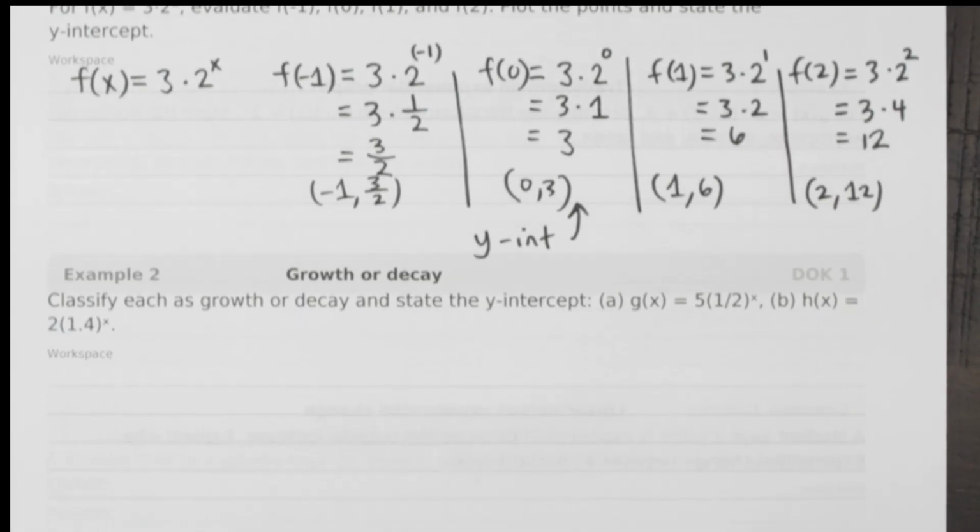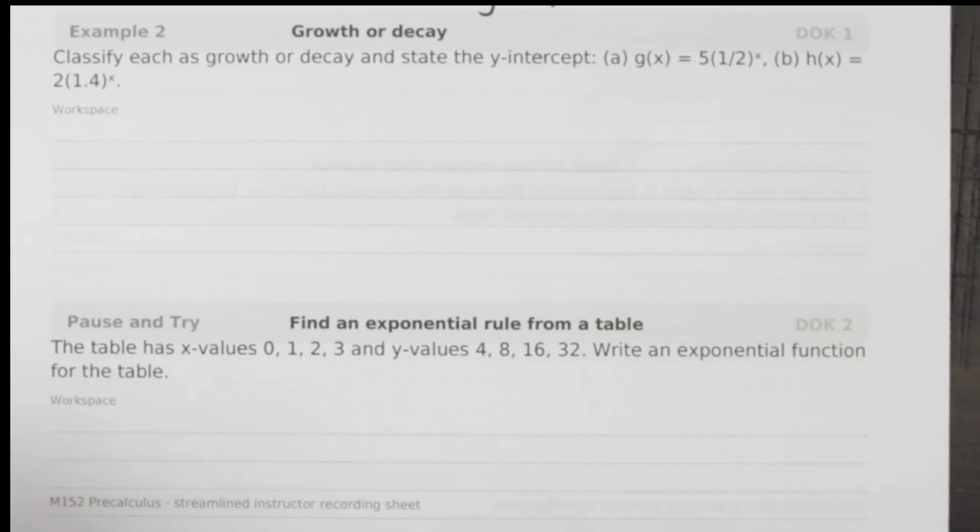Example number 2. Classify each as growth or decay and state the y-intercept. So we have two equations here. Let's start with g of x. g of x is 5 times 1/2 to the power of x. So the base is 1/2. Since 1/2 is between 0 and 1, that's decay.